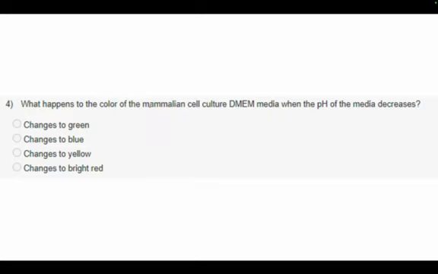Okay, what happens to the color of mammalian cell DMEM media when the pH of the media decreases? Now we know that DMEM media and most mammalian cell culture media contain a pH indicator called phenol red. And phenol red is red in color at neutral pH, but as the pH of the media decreases, the color of phenol red will change towards yellow. As the pH of the media increases, as it goes above 7, the color will become more pinkish.